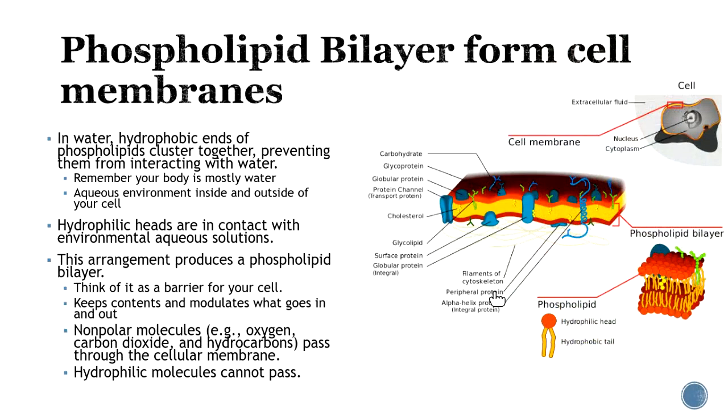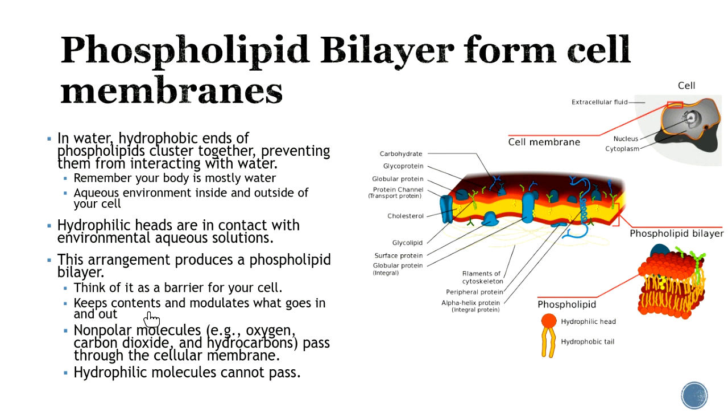Now these phospholipids do make up cell membranes, which is super important because everything's got to have a cell membrane if you're a cell. Now your body is mostly water, so you're going to have an aqueous environment outside and inside of your cell. So the hydrophilic heads are going to interact with the aqueous environment inside and outside of your cell. If you want to think of the phospholipid bilayer, think of it as a barrier, like a city limit for your cell. It's going to be very important because it's going to control what goes in and out of your cell.